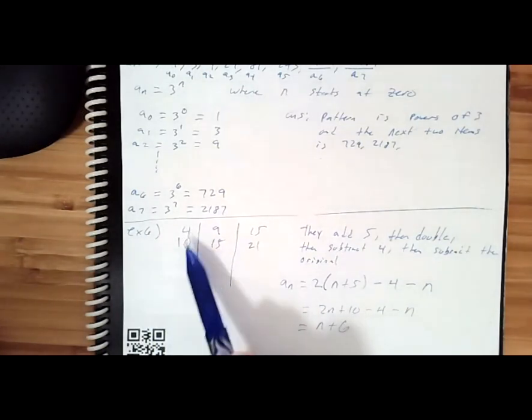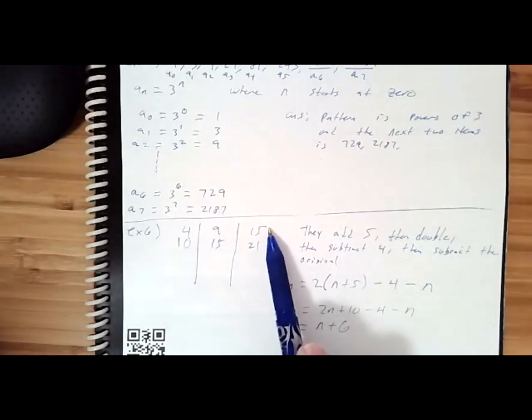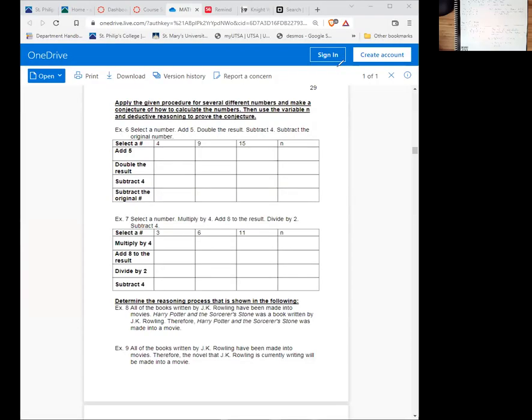Given 4, add 6 and you get 10. Given 9, add 6, you get 15. 15, add 6, you get 21. So now you can find all the answers on this problem. Does that make sense? So we got 10, 15, 21. So the n is going to be plus 6, be the pattern.